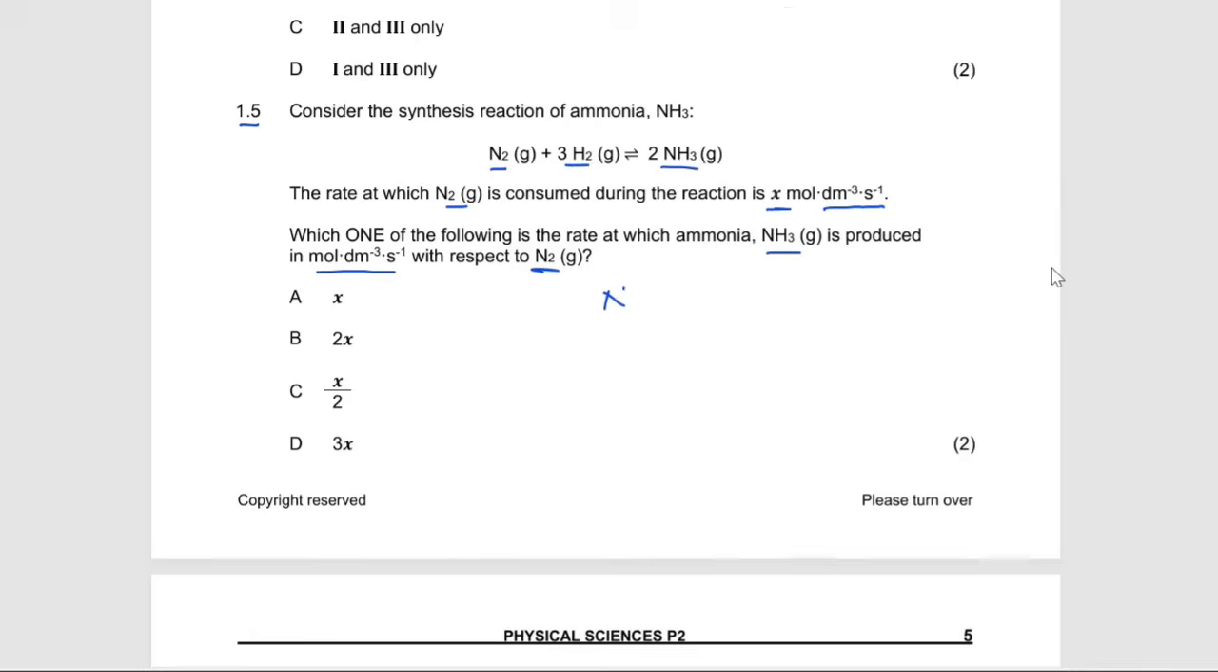So it's a matter of us comparing this N2 versus 2 NH3, right? So in terms of our mole ratio, we can see the ratio is 1:2. Then in terms of our X here, this side, it means we're going to have a double, right? So we're going to multiply 2 by X, therefore getting a value of 2X. So it means our option B is going to be the correct answer there. So we consider the mole ratio. Again, if you look at the coefficients there, it is 1:2.